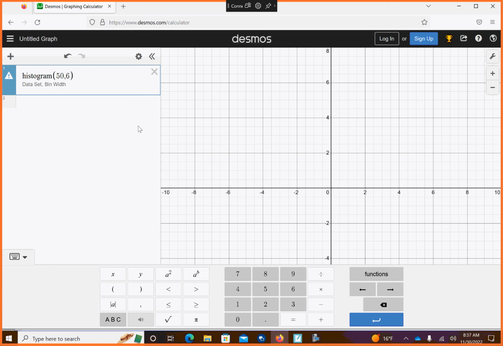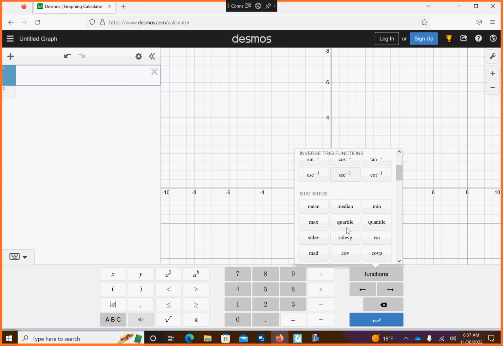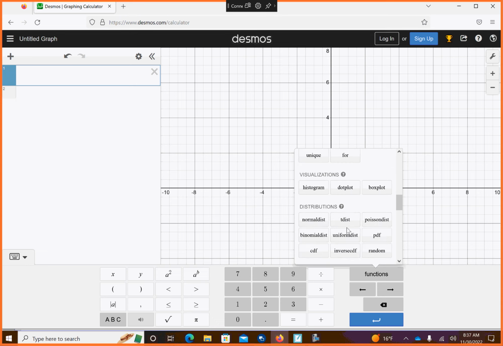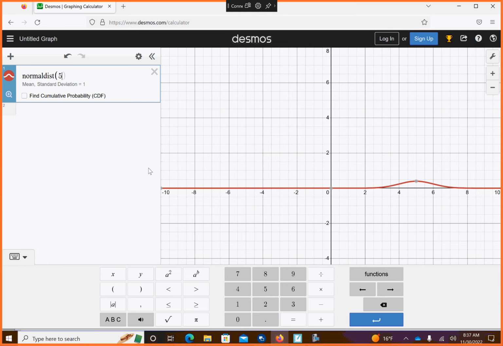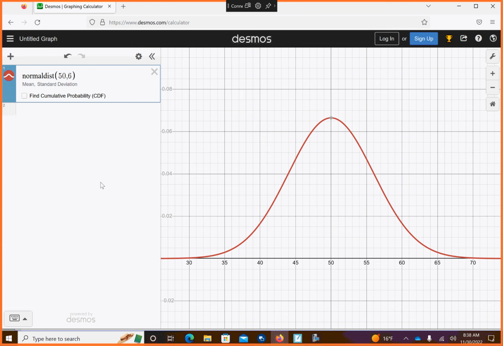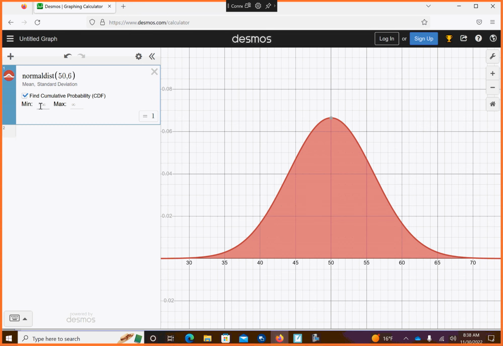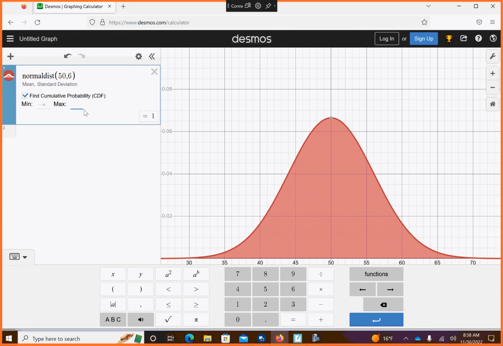Oh, wait. Why did I hit histogram? I'm sorry, I hit the wrong one. Normal distributions are on. So if we go 50, 6, if you hit the plus button, it's going to take us out to make it appropriate on there. And we said if we wanted to know how much better did we do than the rest of the people, we would put 59.5 in here, and it's going to give us 0.943.